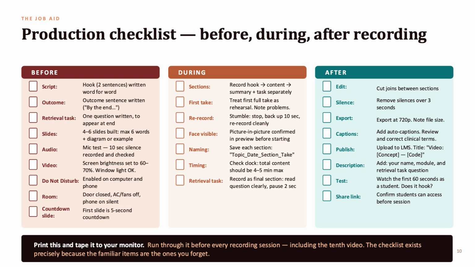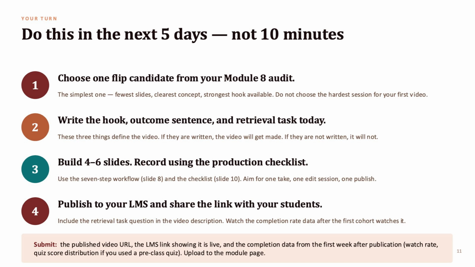Remember, print and tape this checklist. Running through it prevents forgetting familiar items. Now, this slide outlines your tangible objective. Do this in the next 5 days, not 10 minutes. This is a comprehensive process.